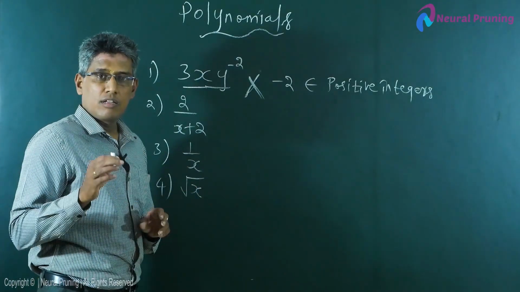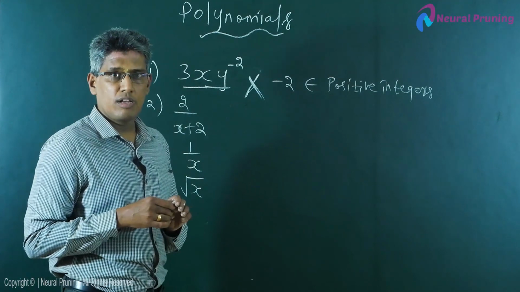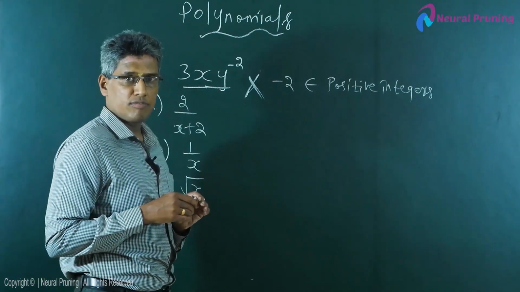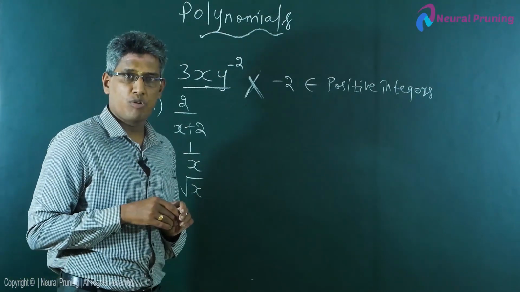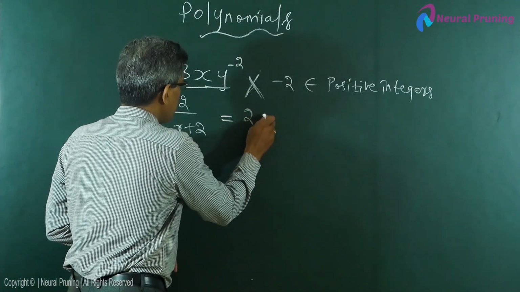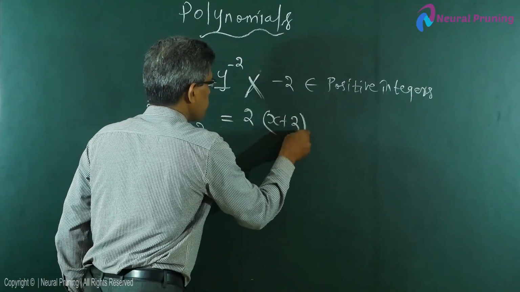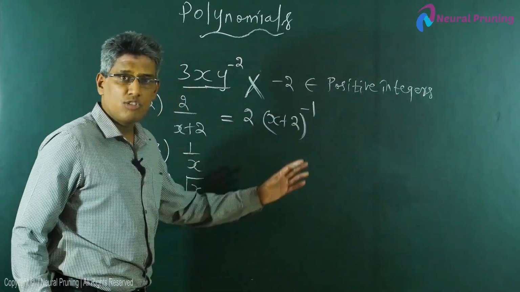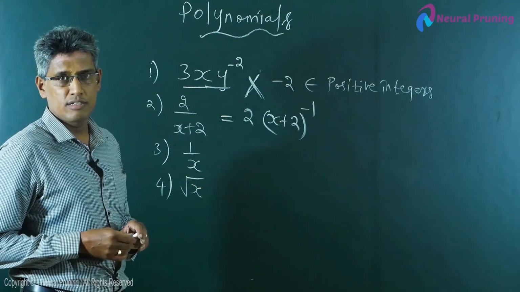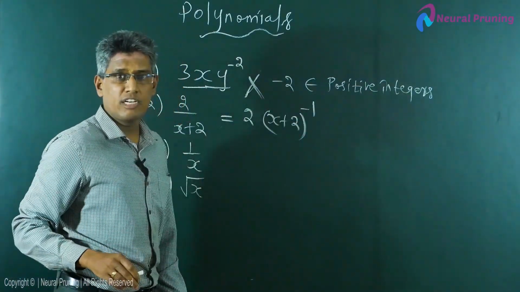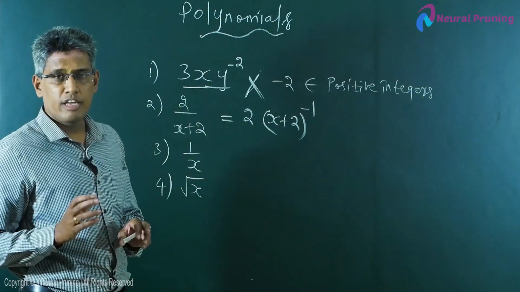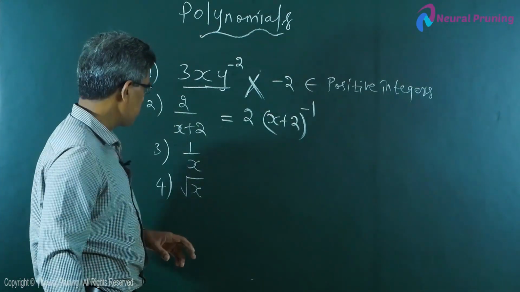Again, any variable associated with a polynomial can have only positive integers as exponents. Okay? So, now you will have to represent this as 2 multiplied by x plus 2 raised to the power minus 1 when this x plus 2 shifts to the numerator. Okay? So, again this negative exponent ensures that this particular example cannot be called a polynomial.